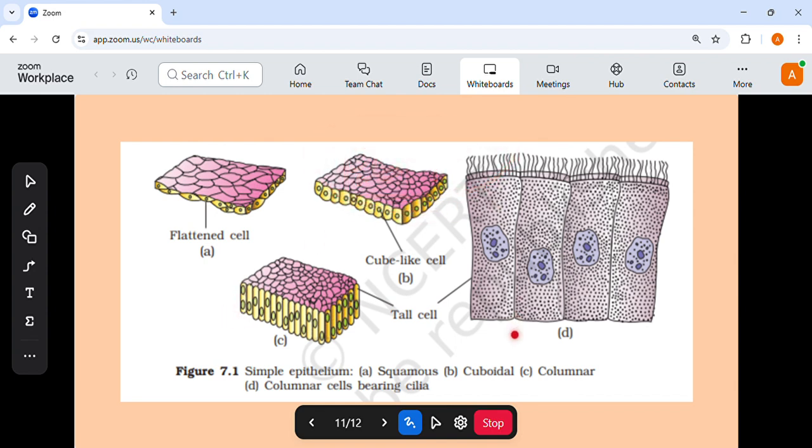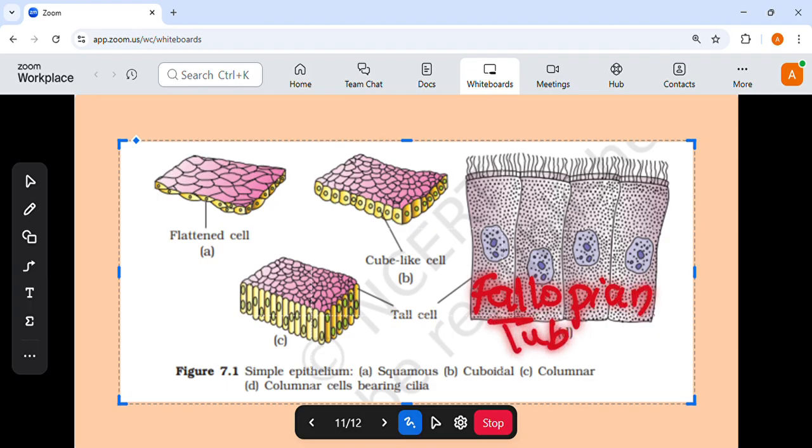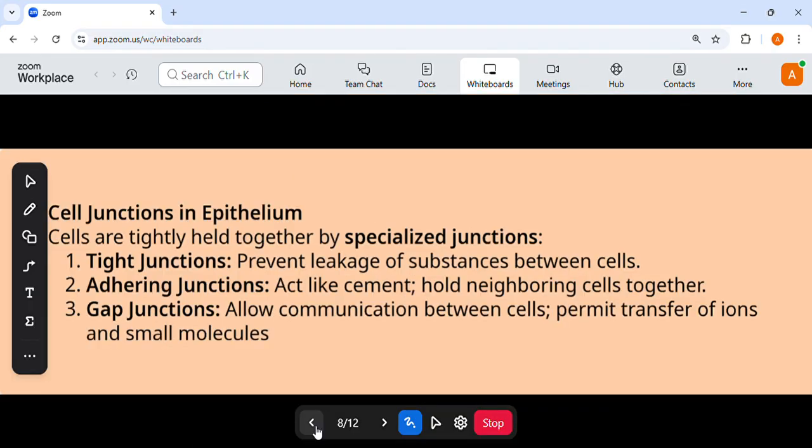And third is this columnar epithelium. You see it's tall, the nucleus is present at the center, and we can see some thin hair-like structure, nothing but the cilia. So cilia helps in the movement of particles, and we are finding it in the trachea, basically the bronchioles में और fallopian tube में. This is about the simple epithelium.